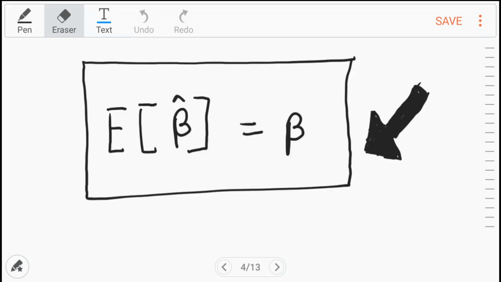In this lecture, we are going to find the expected value of beta cap under a multiple linear regression model, or we want to show that the expected value of beta cap is equal to beta in a multiple linear regression model.